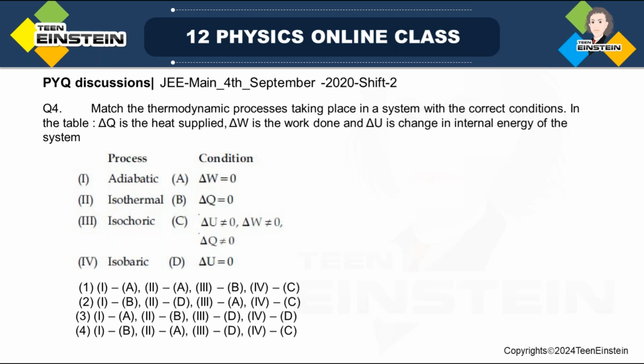Look at this. This question says: match thermodynamic processes taking place in a system with correct conditions. In table 1, delta Q is the heat supplied, delta W is work done, and delta U is change in internal energy. Okay, I hope these terms, delta Q, delta W, delta U, you have understood.